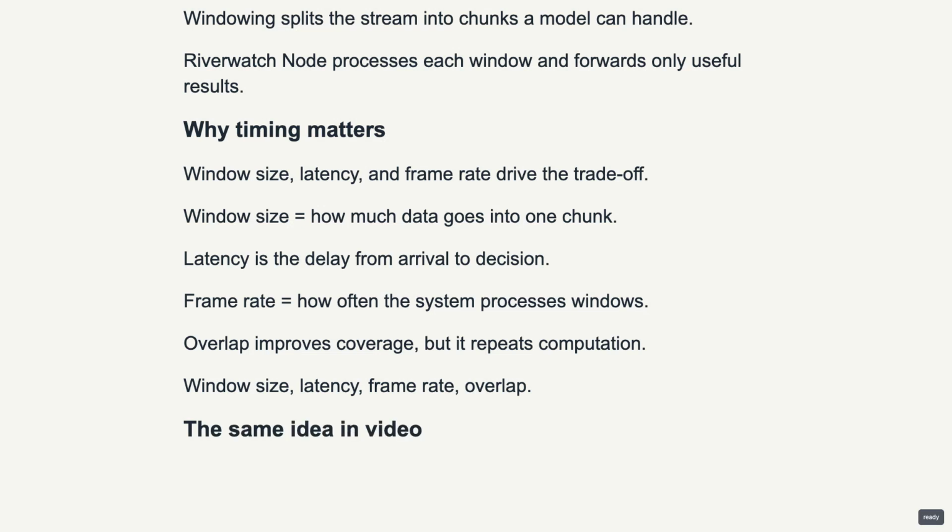Video uses the same framing logic, even though each window may be just one image. The main question is still whether the stream is segmented in a way that lets the model catch the event before it passes by.